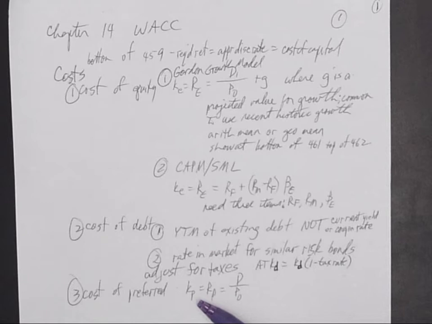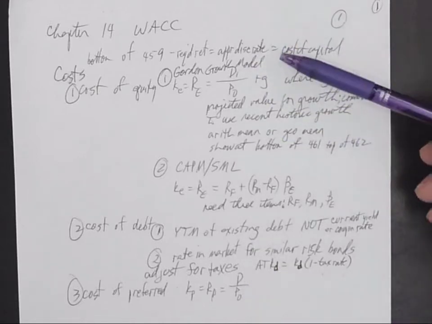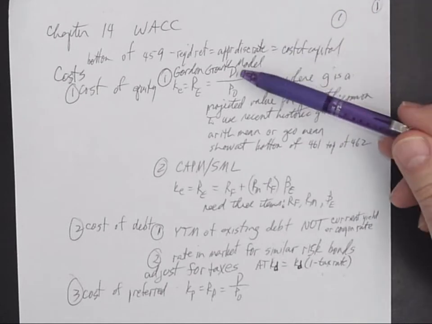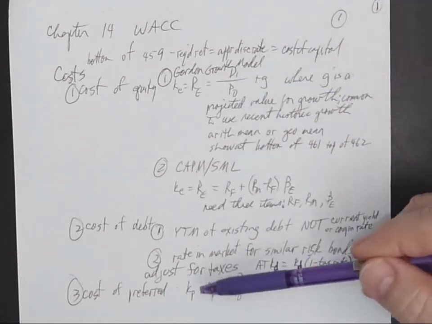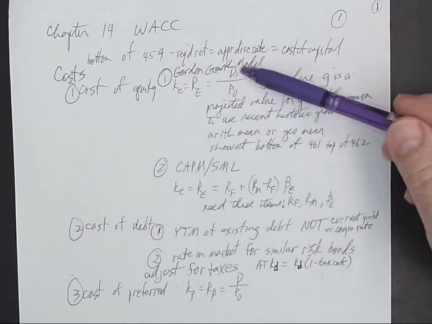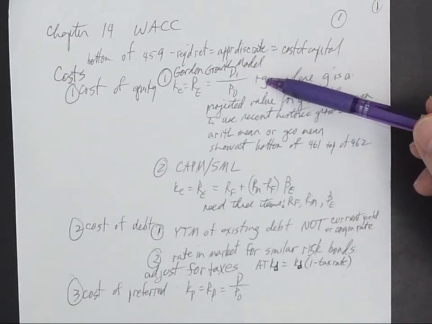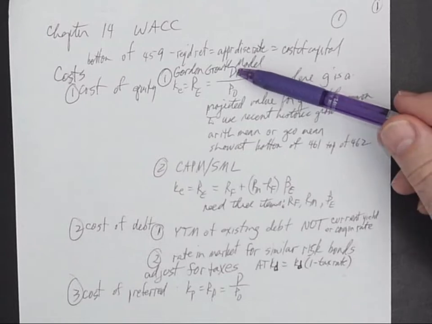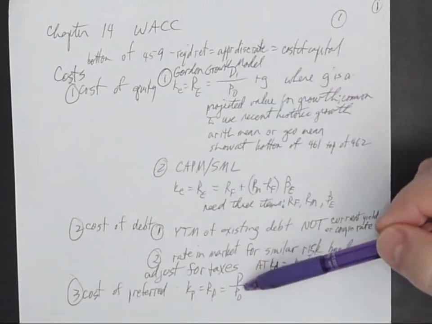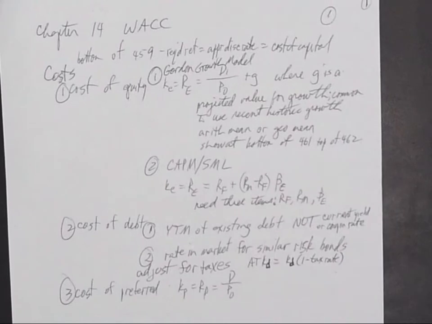And finally, we have the cost of preferred, and the cost of preferred is just equal to the dividend divided by the price. There's no growth in dividends, but as I think I noted on the other video, if you take preferred stock and put it in this, well, you'd have a D1, but that's the same as D0 and D25 because they don't change. You'd have a growth rate, but the growth rate would be 0. So it would just be D over P0, which is what this is.